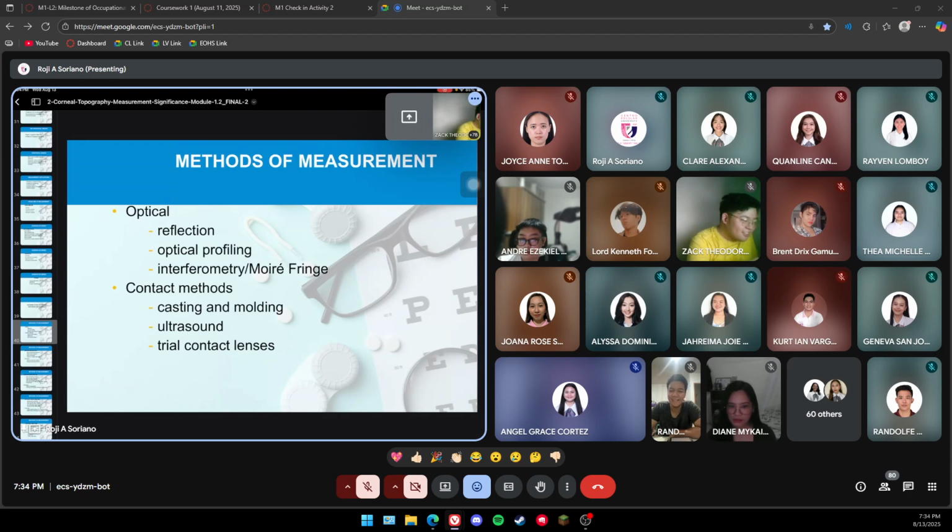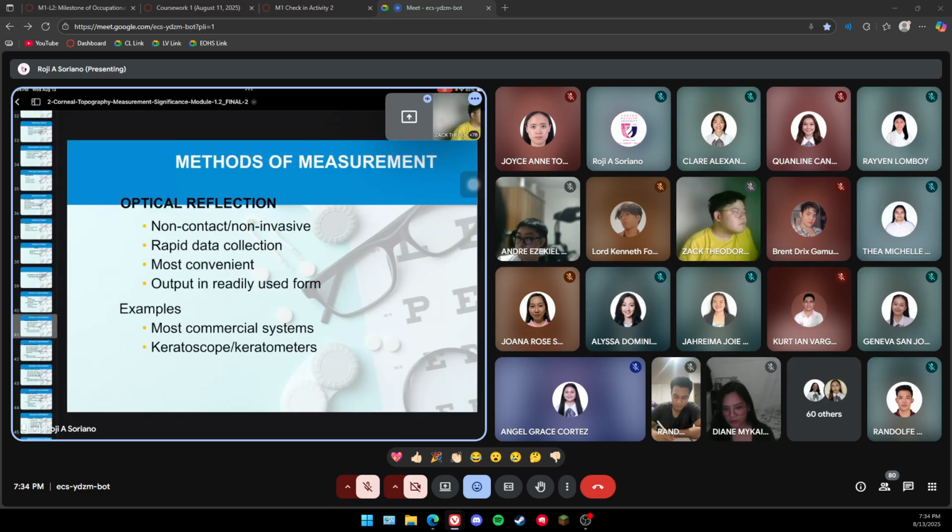Okay. Next, you have your contact methods: casting and molding, ultrasound, and trial contact lenses. From the word contact, the keyword there is contact. Correct, Zach? Correct, Randale? All right. Next, optical reflection is non-contact, non-invasive, with rapid data collection, most convenient, and output readily used. Example is a keratoscope or the keratometers that you guys are using, correct?